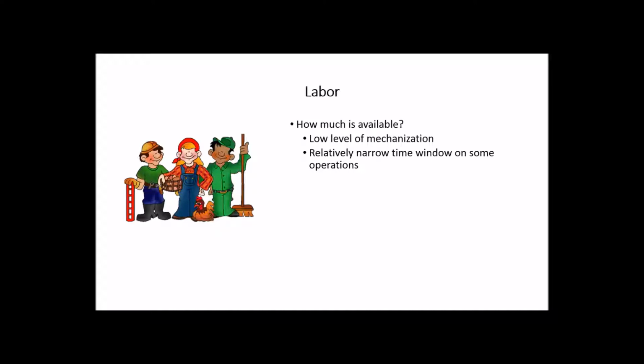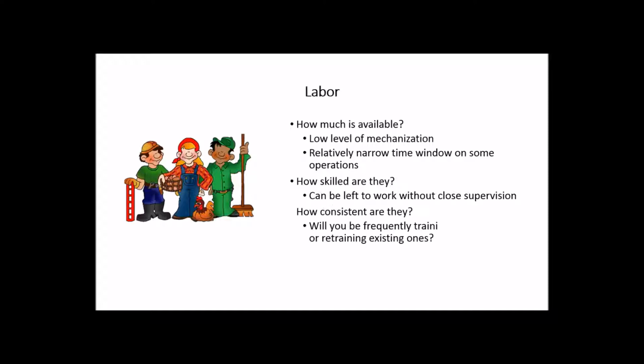What's the labor situation? How much labor is available? Remember, we have a low level of mechanization in fruit crops. And there are some operations like thinning the fruit crop that have to be done in a relatively narrow time window to get the best response. How skilled are the laborers? Can they be left to work without supervision so you can go do something else? How consistent are they? Do you have the same people year after year, or are you constantly getting a new crew every year to work with you? If you're getting new people all the time, you may want to avoid some of the higher technology training systems, etc., because you'll be spending too much of your time training new workers to make it worthwhile.